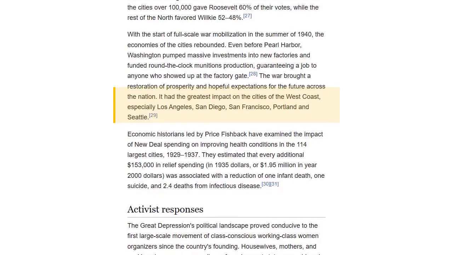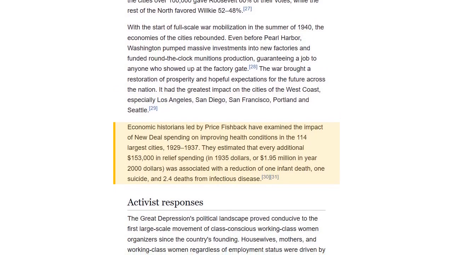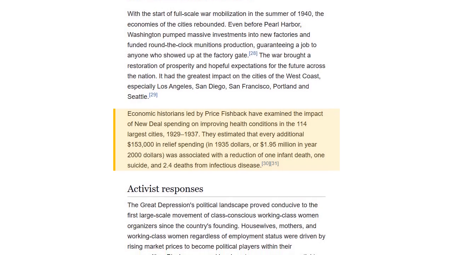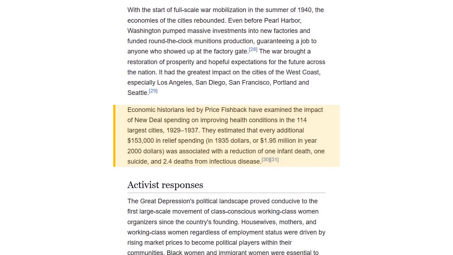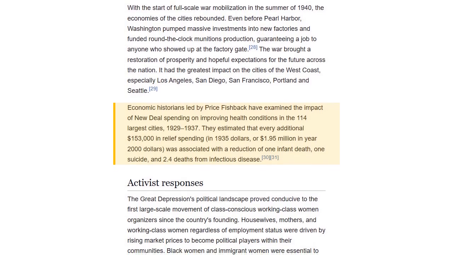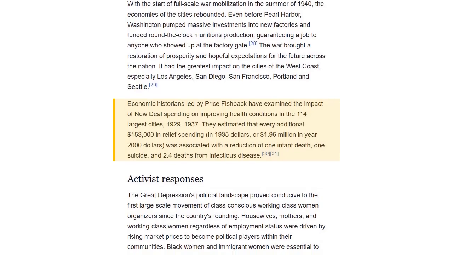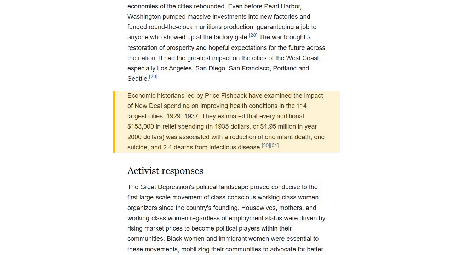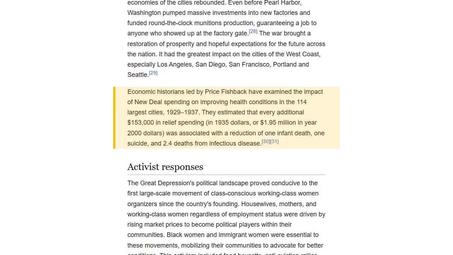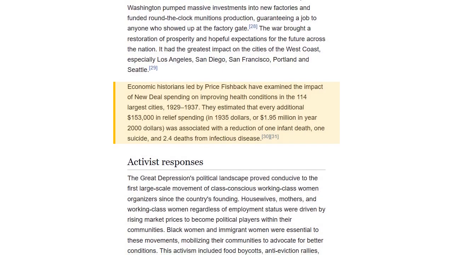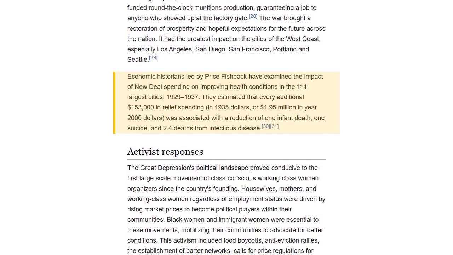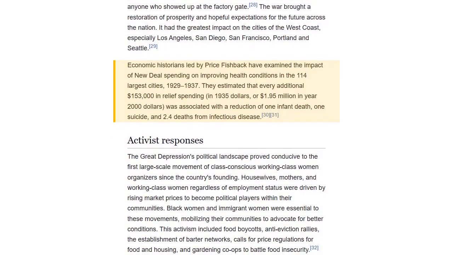Economic historians led by Price Fishback have examined the impact of New Deal spending on improving health conditions in the 114 largest cities, 1929-1937. They estimated that every additional $153,000 in relief spending in 1935 dollars, or $1.95 million in year 2000 dollars, was associated with a reduction of 1 infant death, 1 suicide, and 2.4 deaths from infectious disease.